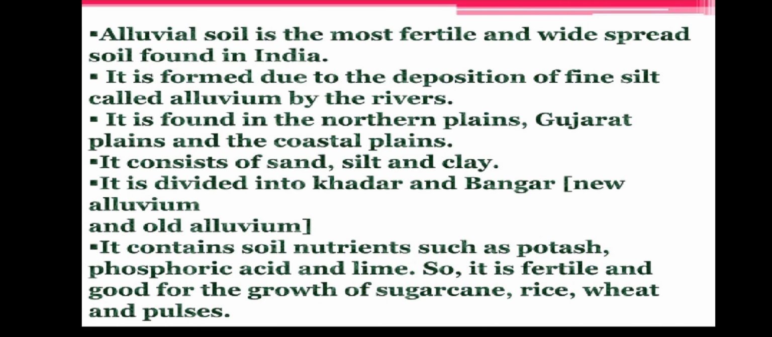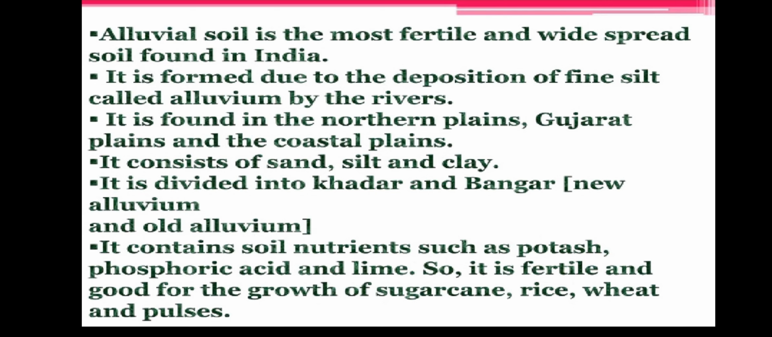The alluvial soil consists of various proportions of sand, silt and clay. Mostly these soils contain adequate proportion of potash, phosphoric acid and lime, which are ideal for the growth of sugarcane, paddy, wheat and other cereal and pulse crops.